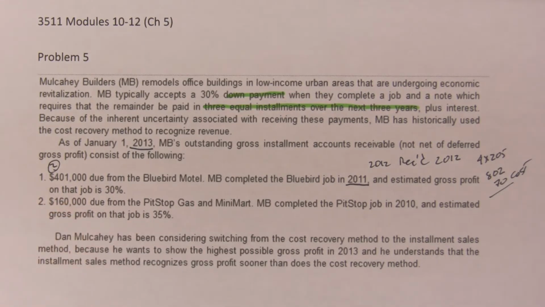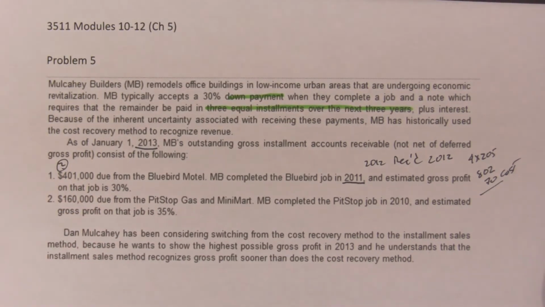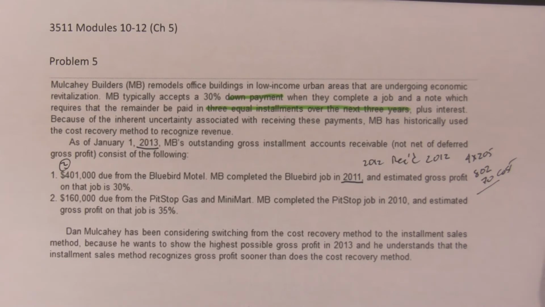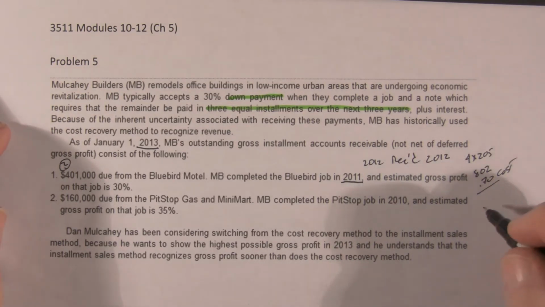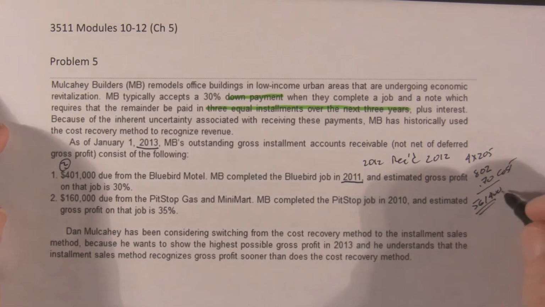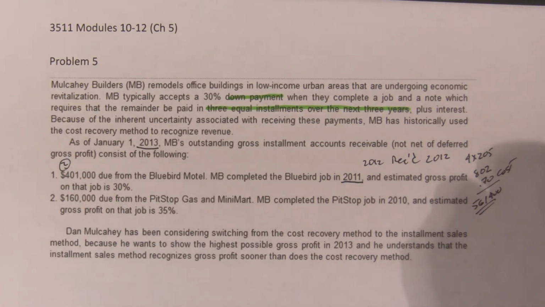Okay, let me zoom back a little bit so you can see what I'm writing down there. 70% is cost, and 70% of $802,000 is $561,400. That is our total cost. We need to consider that because it's asking us, what are we going to do with the cost recovery system?